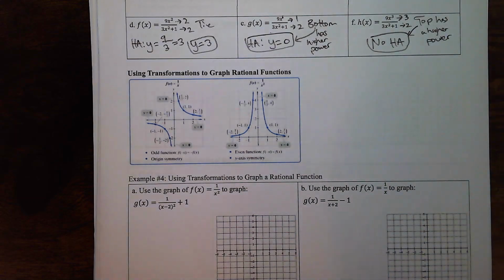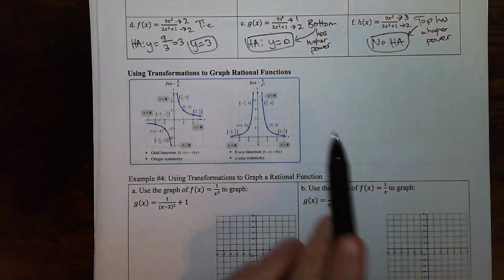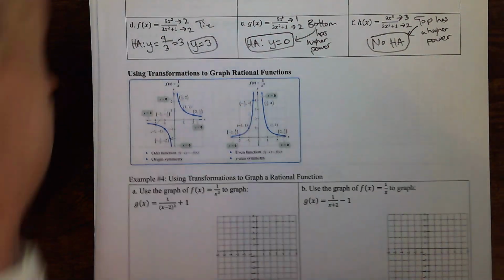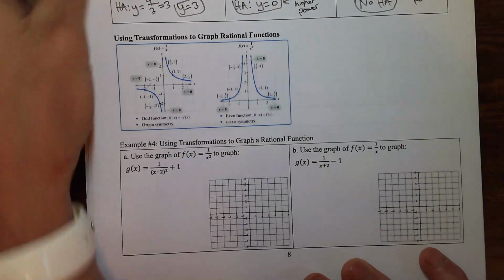All right, so now let's look. There's a lot of ways you can graph a rational function, and one way we're going to look at is doing transformations, okay? So use the graph of f of x equals 1 divided by x to graph this transformation. There's a couple of graphs you'll look at.